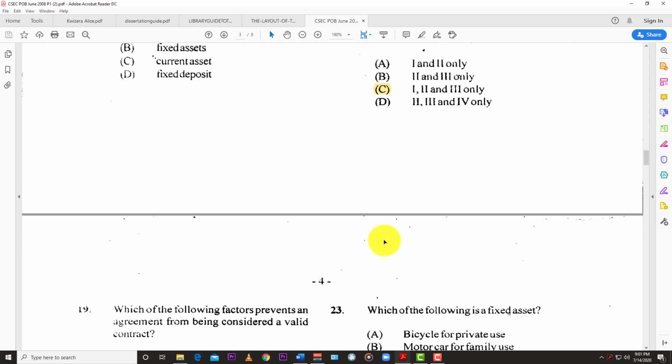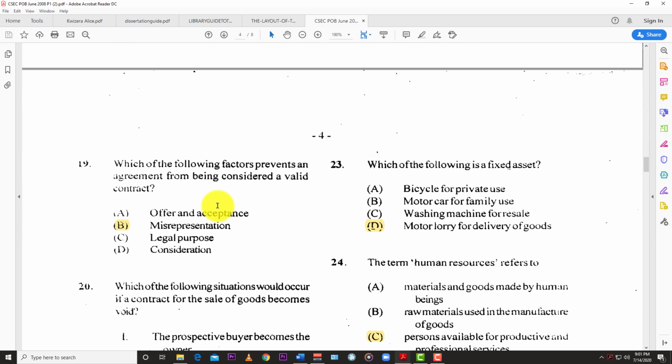Number 19. Which of the following factors prevents an agreement from being considered a valid contract? And of course, the best answer is B, misrepresentation. If you misrepresent, then it would not be considered a valid contract.